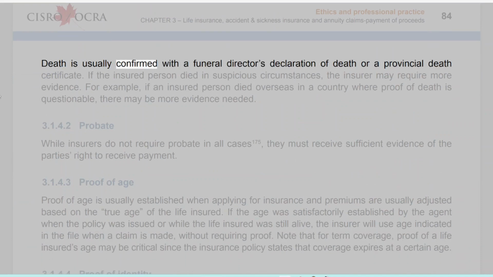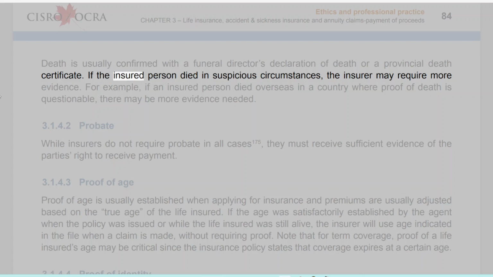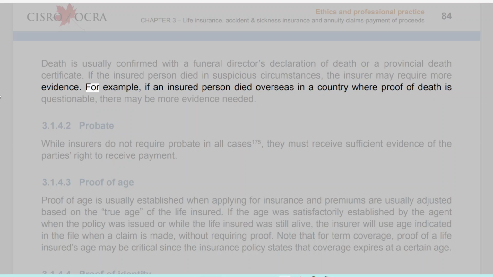Death is usually confirmed with a funeral director's declaration of death or a provincial death certificate. If the insured person died in suspicious circumstances, the insurer may require more evidence. For example, if an insured person died overseas in a country where proof of death is questionable, there may be more evidence needed.